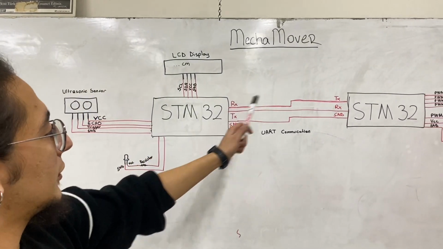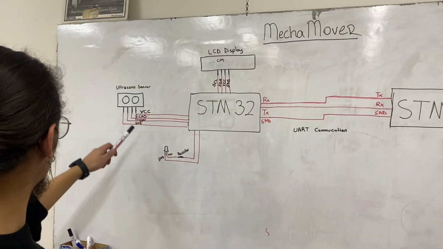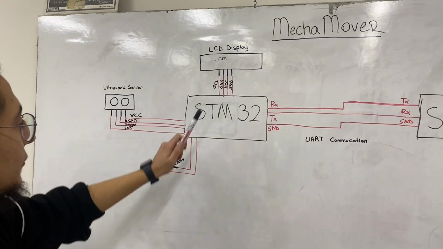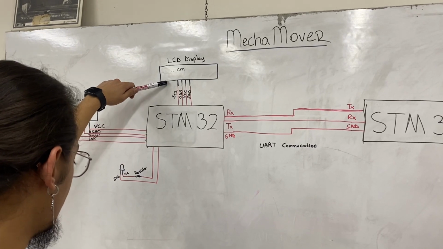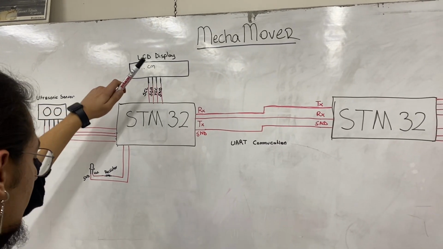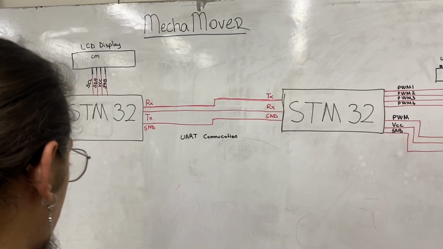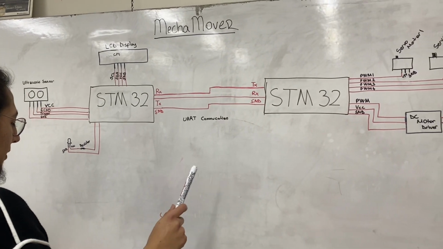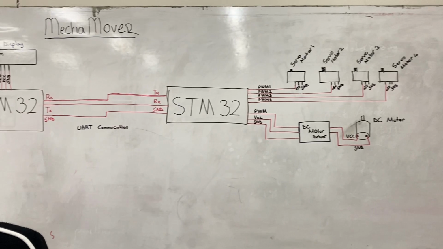Here we can see both STM32s, and I will start with the first sensor. We are taking data from the ultrasonic sensor to the first STM32, and it displays the data on an LCD display. After that, it gives the data to the other STM32 by using UART communication. If the data coming from the ultrasonic sensor is under 5 centimeters, the robotic arm will start and make the operation according to our commands.